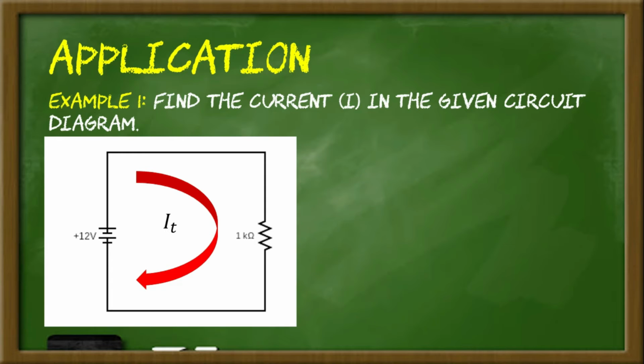Find the current in the given circuit diagram. The first thing that you need to do is to write the given values for you to easily solve the problem. The value of total voltage is 12 volts, while the resistance is 1000 ohms or 1 kilo ohm. So the problem is to find the value of I, or current.